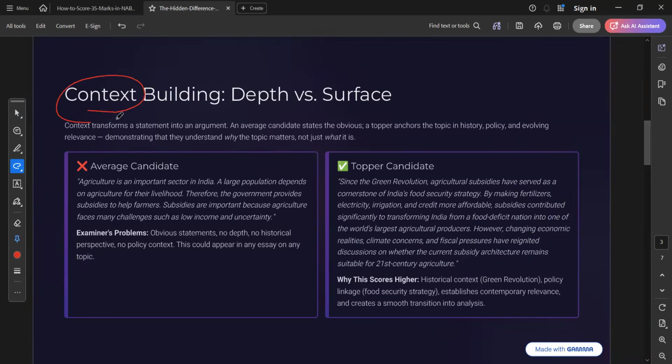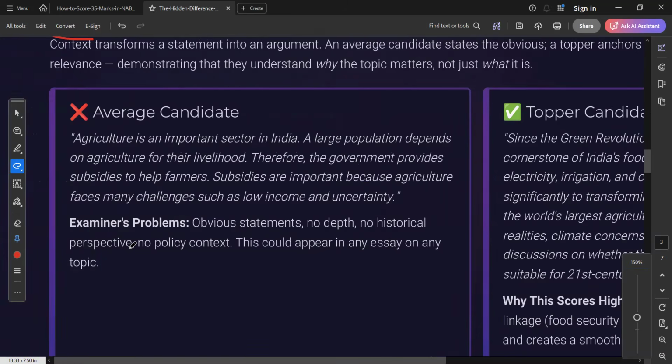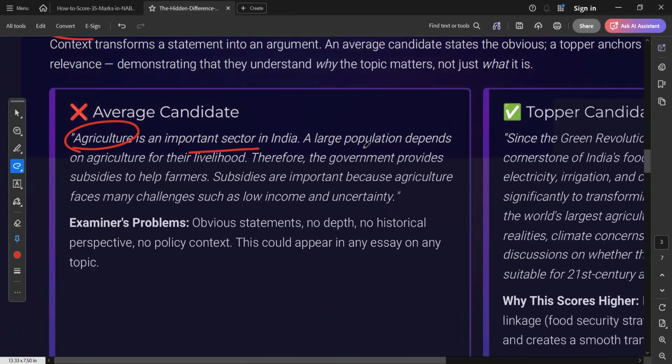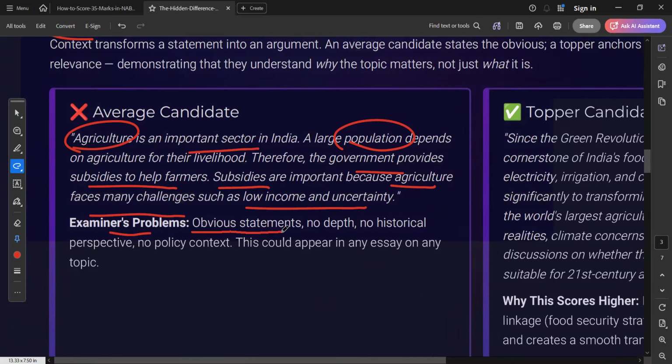Now let us see context building: depth versus the surface. Suppose someone builds context like this: agriculture is an important sector, a large population depends on it for livelihood, therefore the government provides subsidies to help farmers. This would be the second paragraph: subsidies are important because agriculture faces many challenges such as low income and uncertainty. Now, the examiner's problem is that these are obvious statements. There is no depth, no historical perspective. Historical perspective is how we have come from a ship-to-mouth situation to this situation. You should provide some clarity about this. There is no policy context.